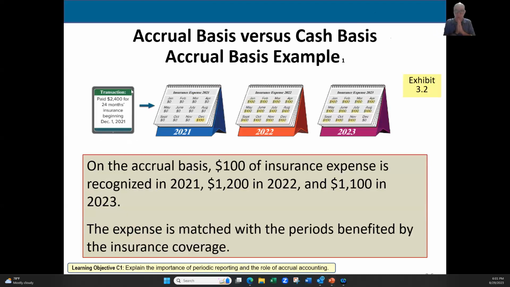Okay. Insurance example. Let's look at accrual-based accounting versus cash. Insurance. I prepaid my insurance for 24 months for a total cost of $2,400.